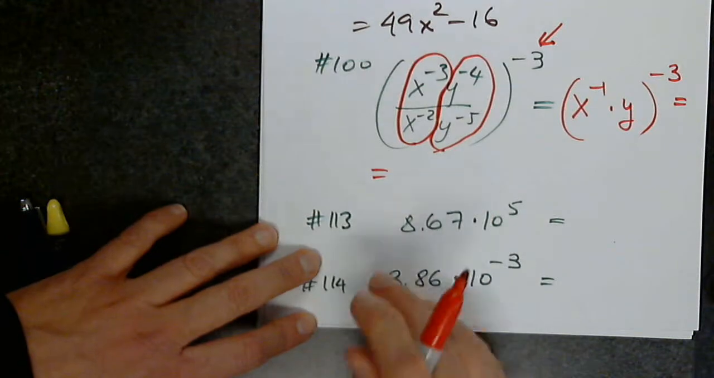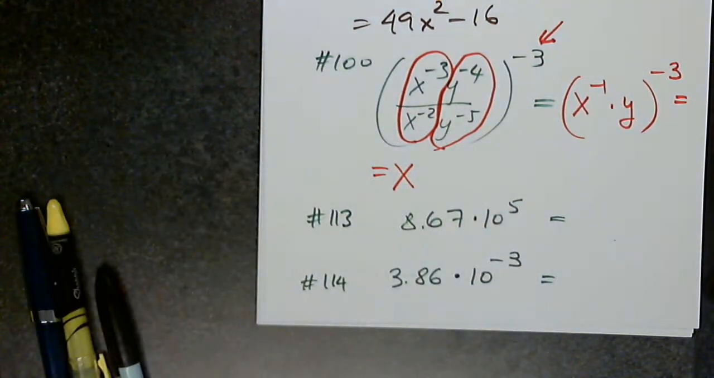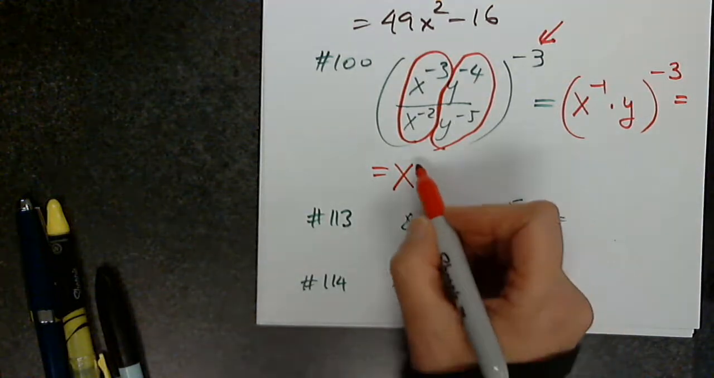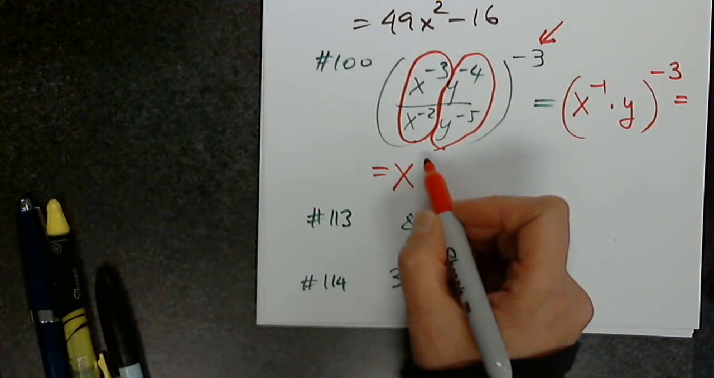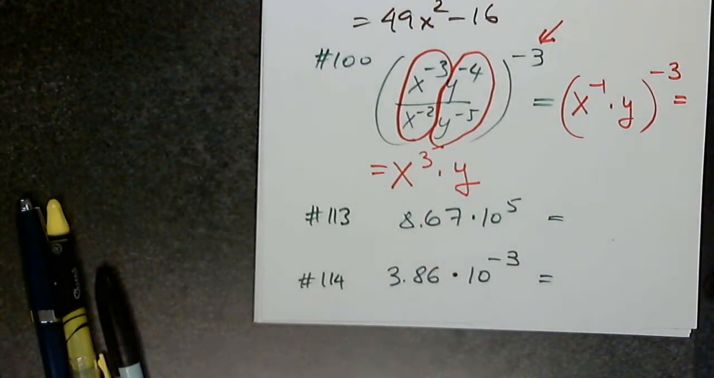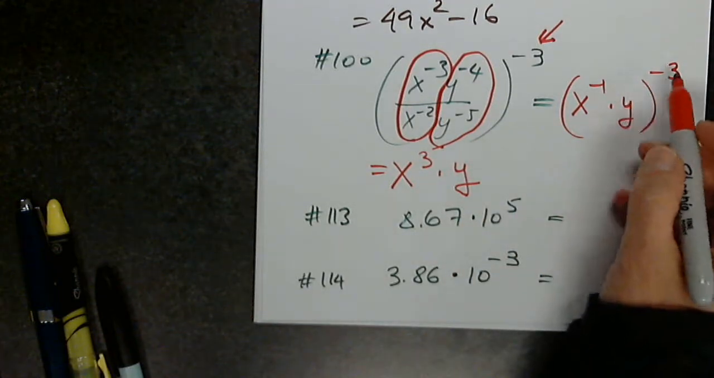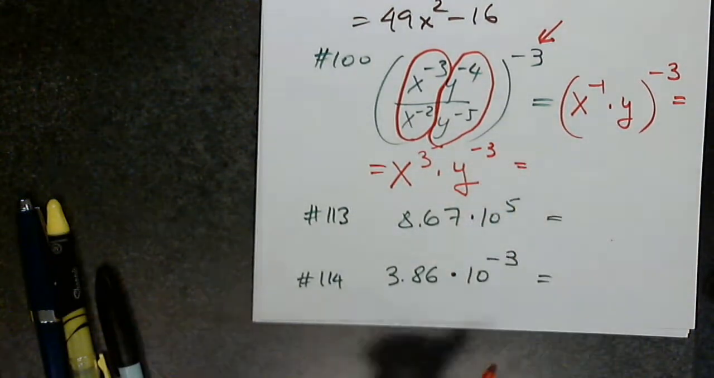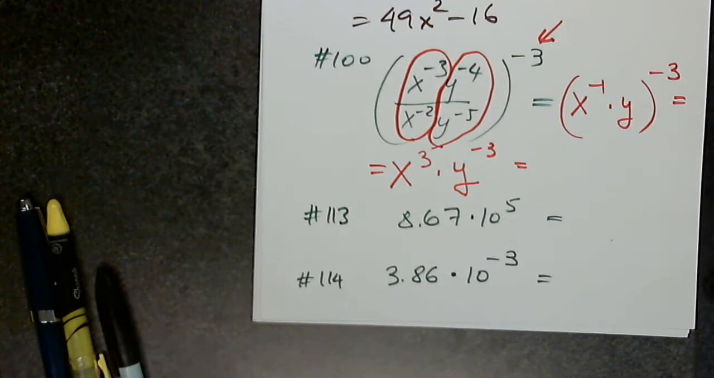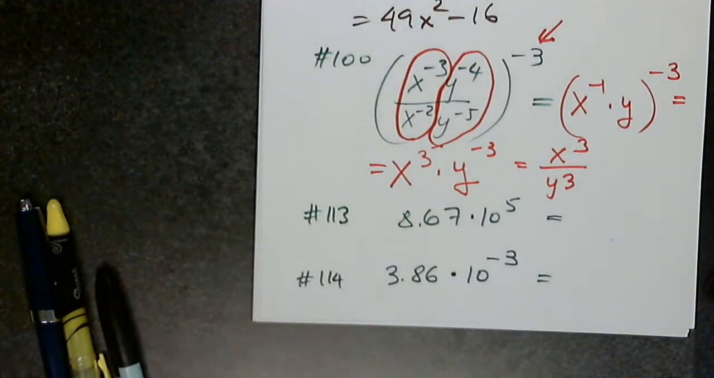Now I raise each factor by copying the base. What happens with the exponents? No, 3. Very good. We multiply times y to which power? Negative 3. And now one of them has a negative power. Where will it go? Very good. X to the third over y to the third.